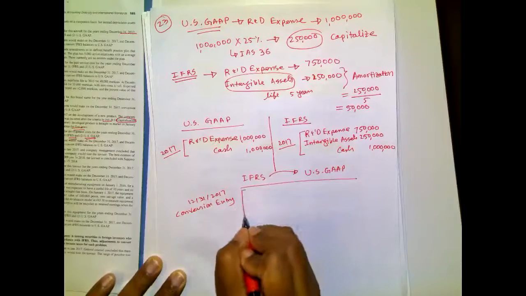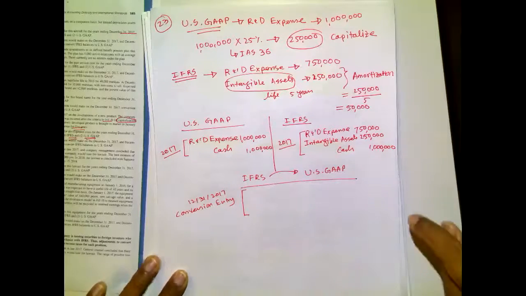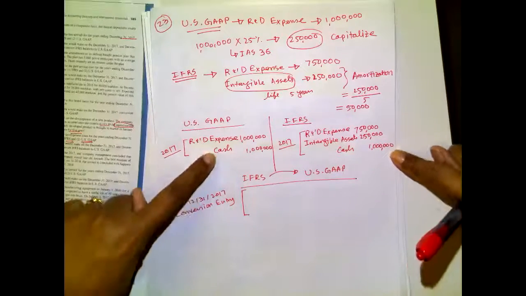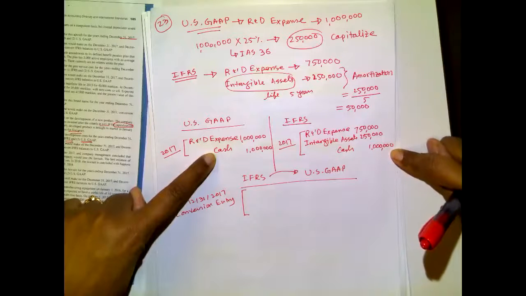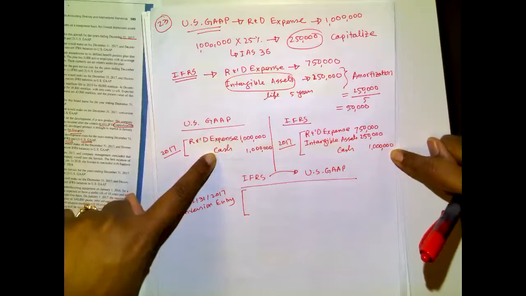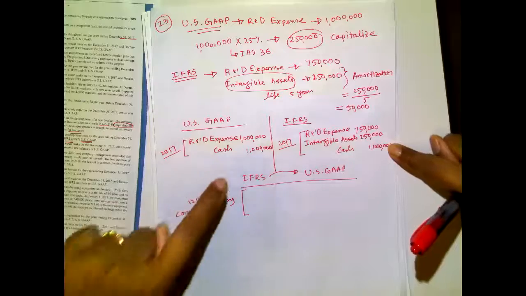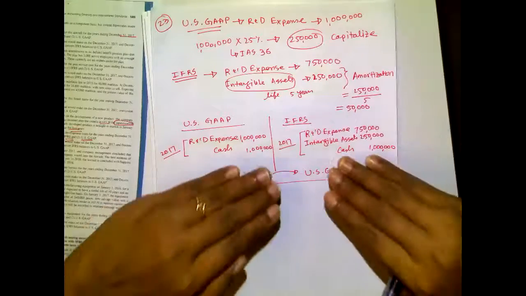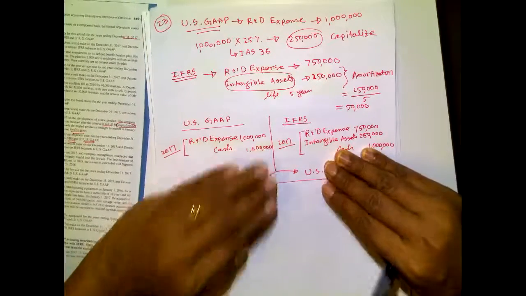So now first look at the differences here. Cash, cash, both are the same. Do we need to do anything with cash? No, because both methods are showing the same numbers. So forget about cash. What do you need to adjust?